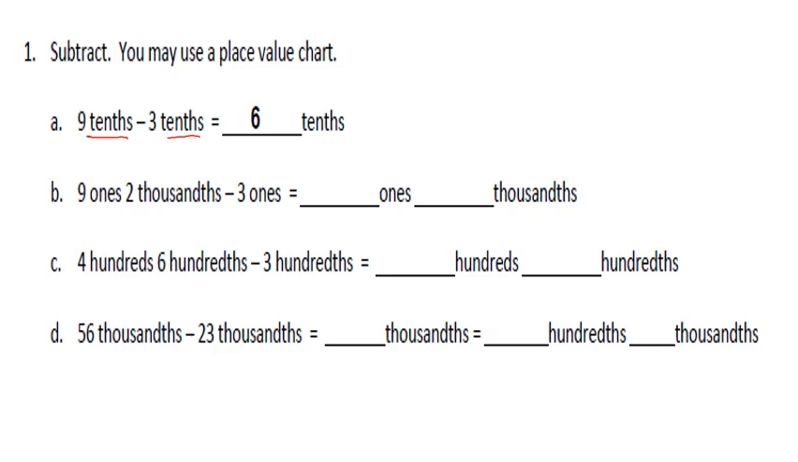Well, I know 9 ones 2 thousandths. 9 ones minus 3 ones gives me 6 ones. 2 thousandths minus 0 thousandths, because there's none on this one, gives me 2 thousandths.